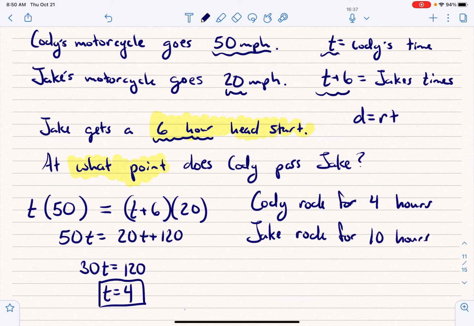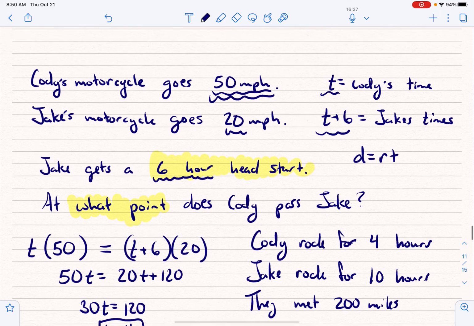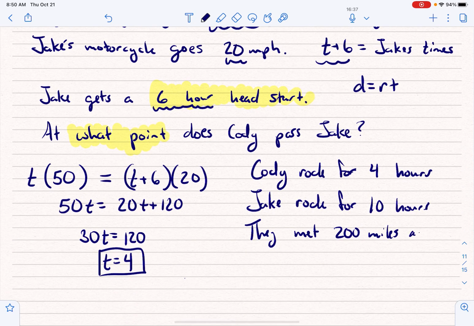And then the question is, well, how far did they go? Actual miles. Well, if Cody was doing 50 miles an hour, 50 times 4 is 200. And Jake's doing 20 miles an hour times 10 hours, that's 200. So they met 200 miles away. Pretty easy.